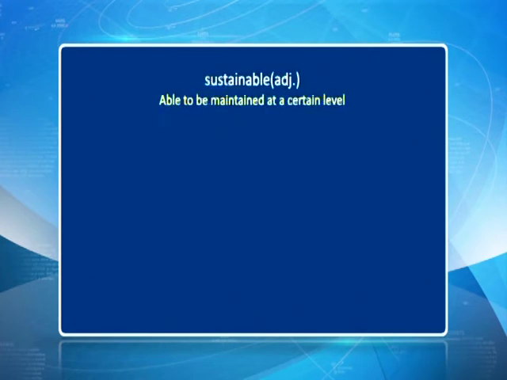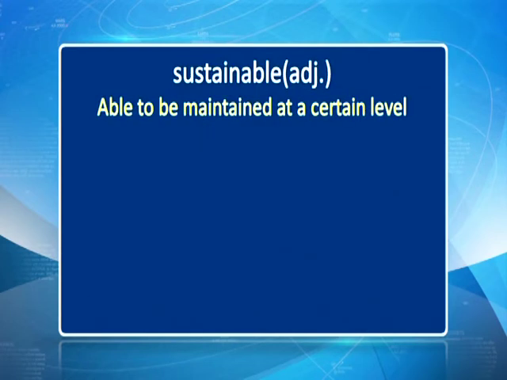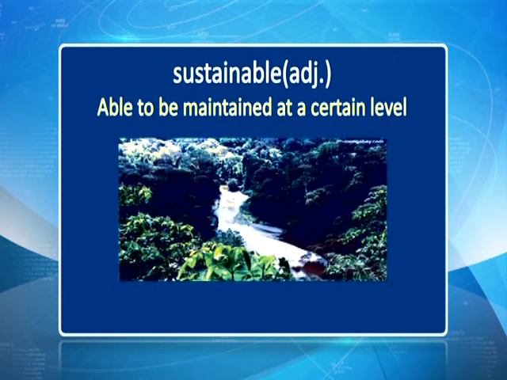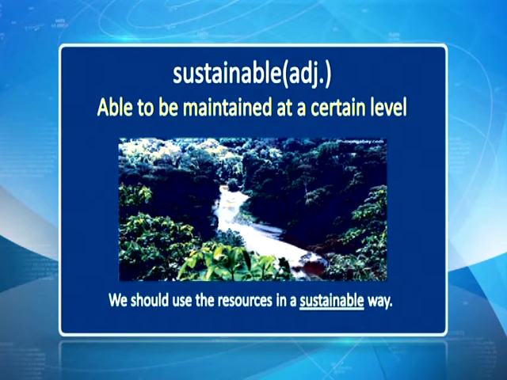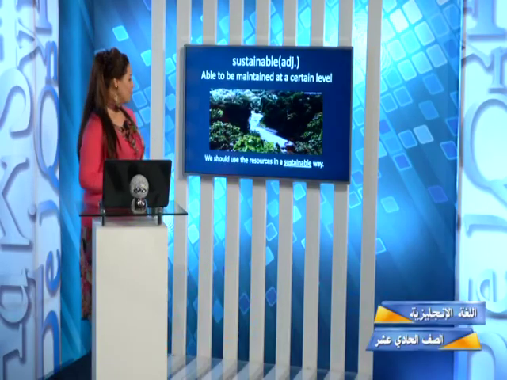Okay, our next word is sustainable. It's an adjective. Able to be maintained at a certain level. Sustainable. Let's repeat the word together. Sustainable. And let's read the sentence. We should use the resources in a sustainable way.